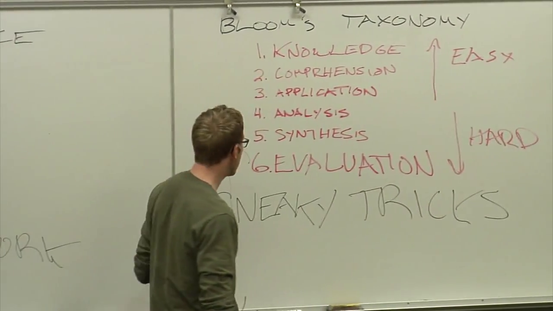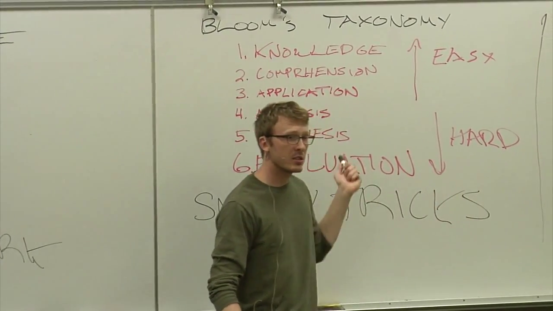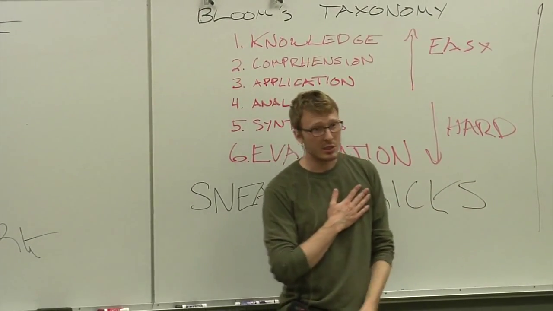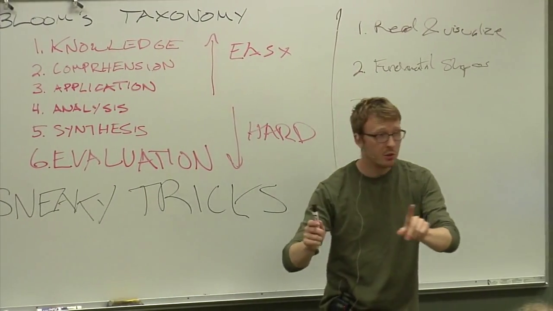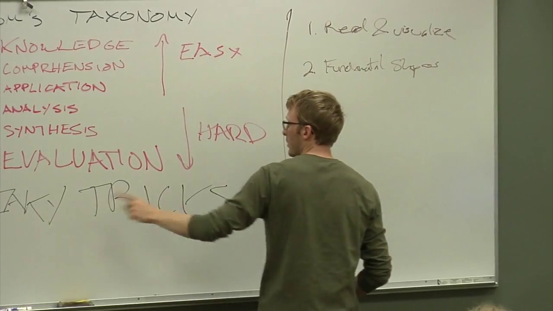Because we're old, we have to use sneaky tricks to make ourselves do these, because believe me, my brain is not as limber as it used to be. And their little brains are just like, anyway, so we can do it, though. We can do it. It's just we need to use the sneaky tricks.